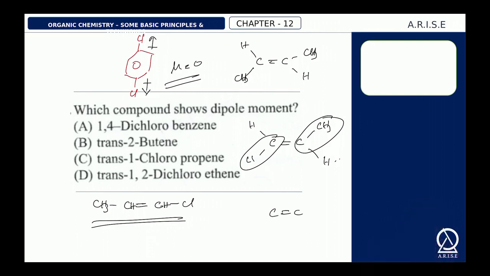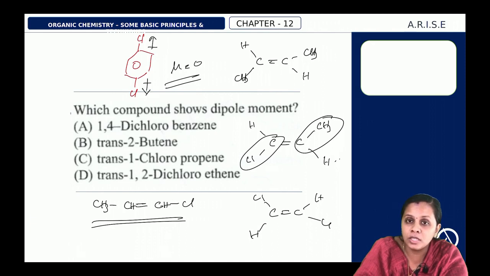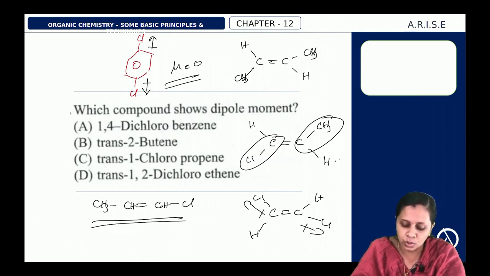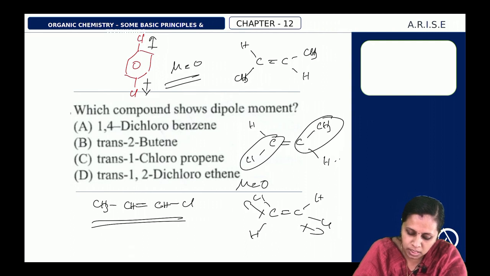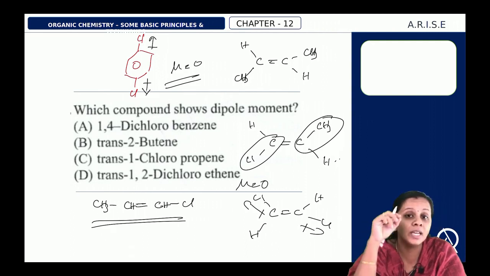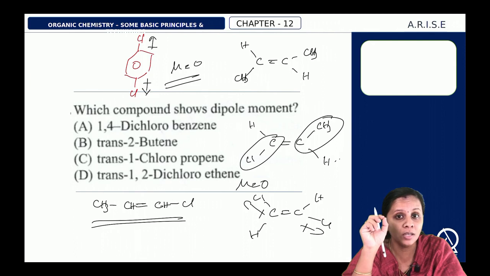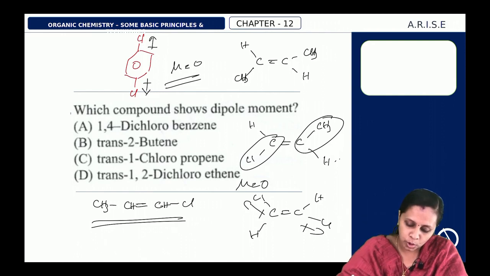Then what about trans 1,2-dichloroethene? So it is C double bond C, Cl, Cl, H, H. What about this? Here the groups are the same, so the dipole moments get cancelled out. So this has a dipole moment of 0. So the compound with a dipole moment is the one with different groups attached to it. Okay. So it is option C.